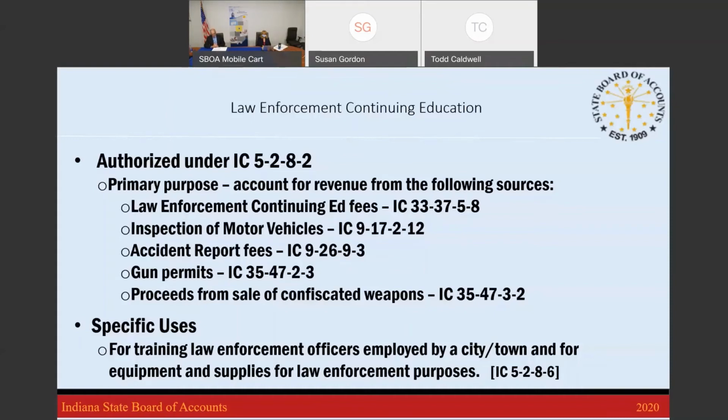And it can be used for, if you look at Indiana Code 5-2-8-6, training police officers or law enforcement personnel, and to purchase law enforcement equipment and supplies. So that can mean weapons for police officers, ammunition, a new vehicle, new radar gun, anything that would go for law enforcement or police purposes could be paid for out of the local law enforcement fund.